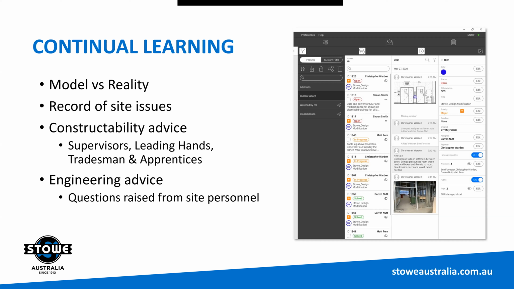Now, in turn, it also flips around the other way. Engineering teams can actually provide the advice back or answer questions back to our site personnel. Now, this is often a two-way street. The engineering versus construction can sometimes become a heated discussion, but with the ability to communicate so easily on an issue, and especially for it to be recorded, is one of the greatest benefits I see.